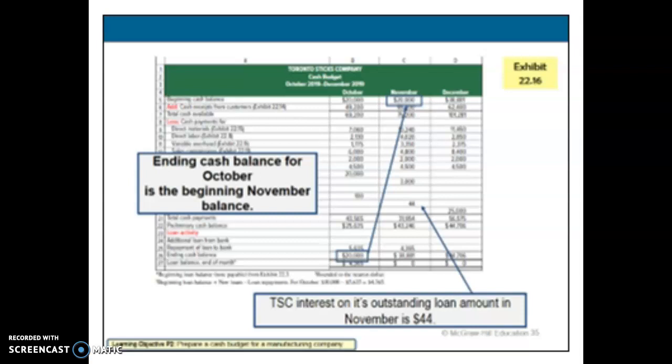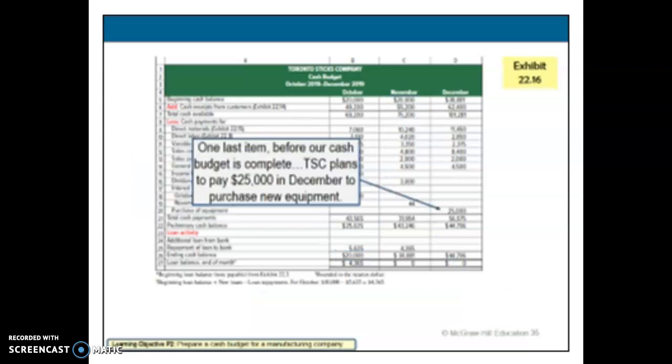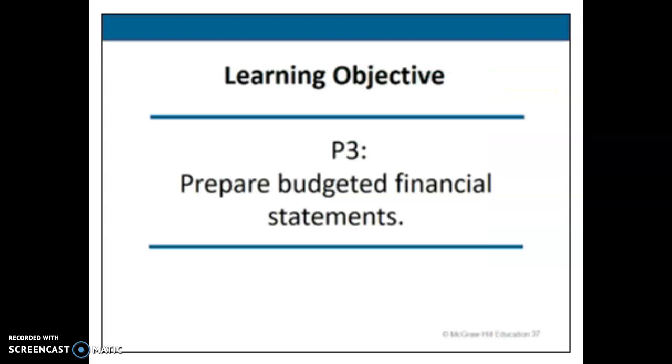All right, for November, we expect to pay interest of $44 because we have the outstanding loan. It's 1% of the $4,365 loan balance as of October 31st. No interest is budgeted for December because we expect to be able to repay the loans at the end of November. If we look here, before our budget is complete, it says they plan to pay $25,000 in December to purchase new equipment. So our ending cash balance in December will be $44,706. All right. In our next section, we'll look at preparing budgeted financial statements.